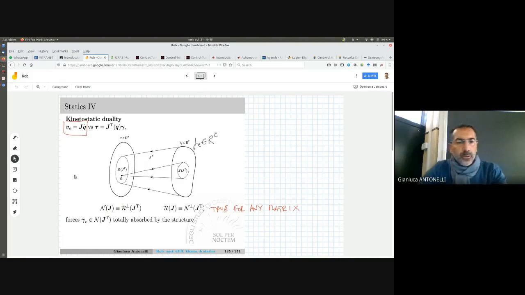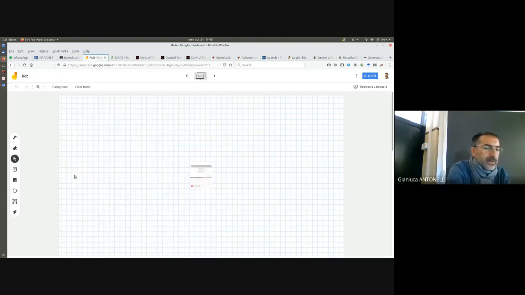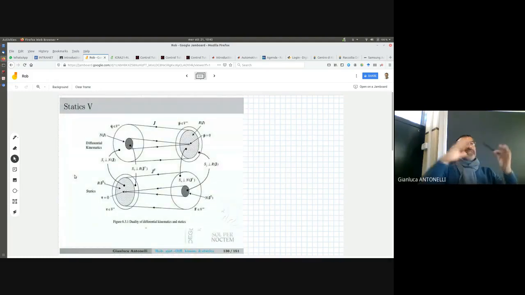Okay, now the next slide is rather complex, and if you want to understand it, take your time, or you can discuss it with me later on. This represents the kinetostatic duality. I'll try to give you a brief explanation of those arrows and colored sets, and then as I told you, you just take your time, and if you want to try to understand it, we can discuss it later.